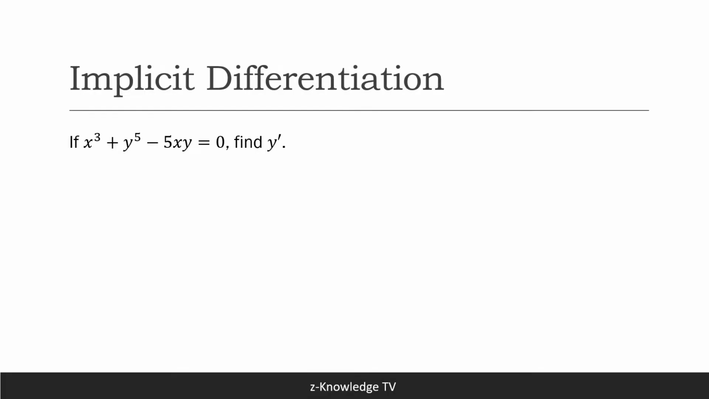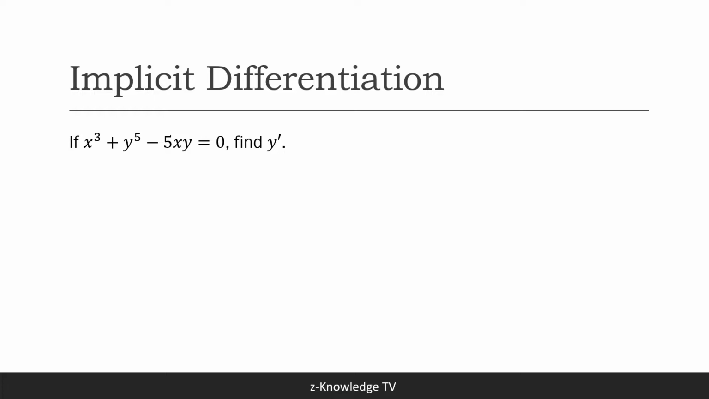Okay. So, paano naman kapag ganito yung ating equation? So, if x cubed plus y raised to 5 minus 5xy is equal to 0, find y prime. Okay. So, sa pag-solve ng equation na to using implicit differentiation, gagawin natin, di-differentiate lang natin by term. Okay? So, every term, i-differentiate natin.